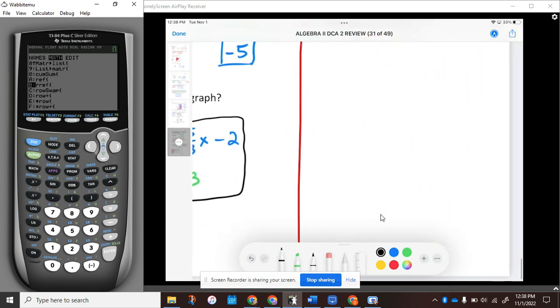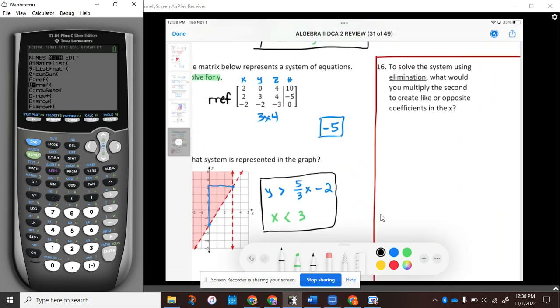Our last one, number 16, it did not print the actual equations. It only printed the question off. But if I'm remembering correctly, it was 2x plus 2y equals 4, right? And then negative x plus 2y equals -2.